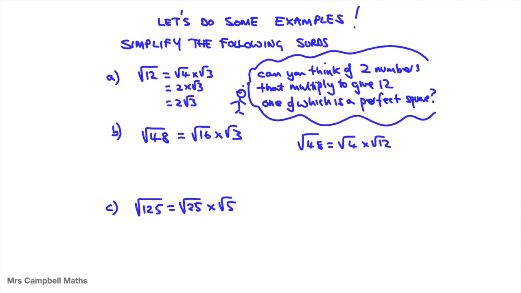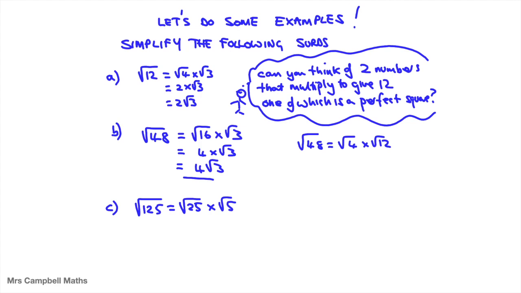Doing the same with root 48, if you were asked to simplify that surd, you would be thinking, are there two numbers that multiply together to give 48, one of which is a perfect square? And when the numbers get bigger like this, that's when it's helpful to have the perfect squares along the top of your jotter. So square root of 48, 16 times 3 is 48. So we would write square root of 48 is equal to root 16 times root 3. Again, I've written 16 first because that's the perfect square. So root 16 is 4. 4 times root 3 is 4 root 3.